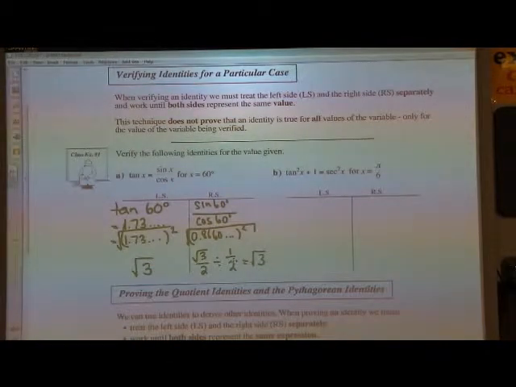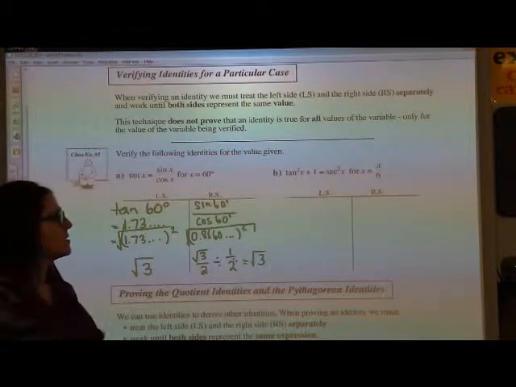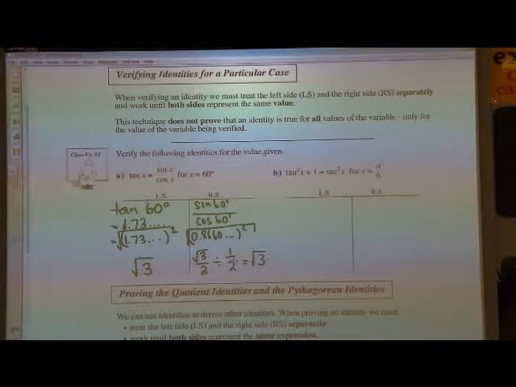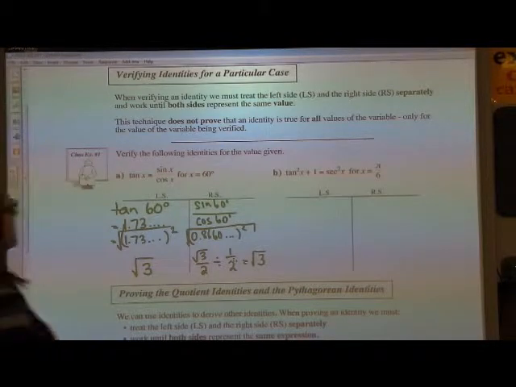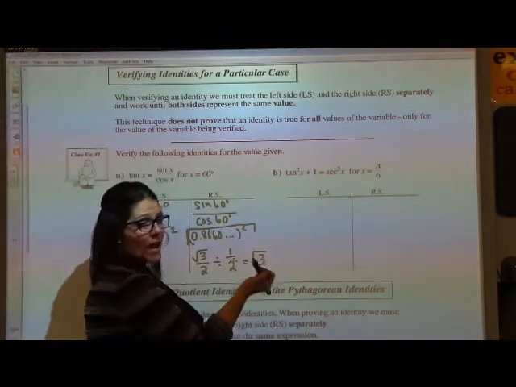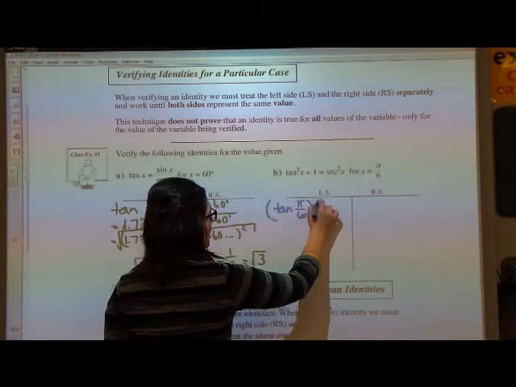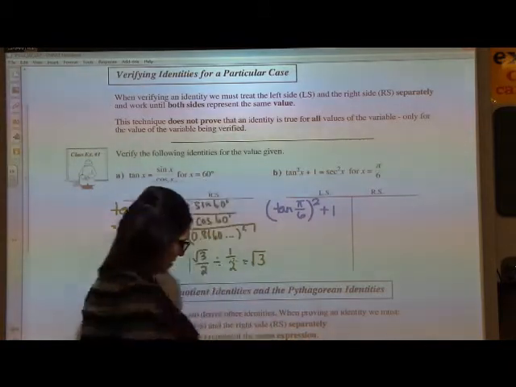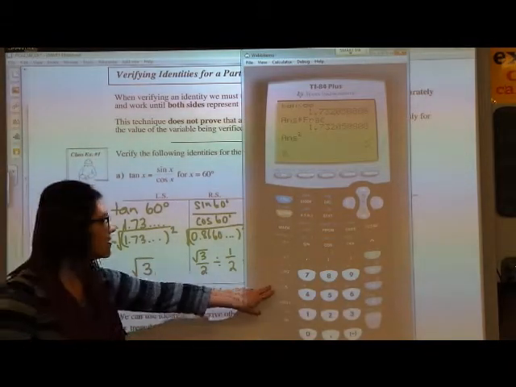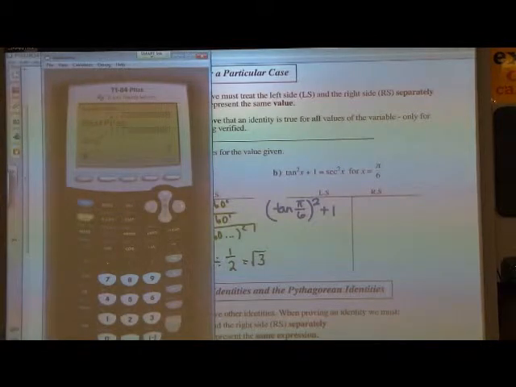Okay, so now we're going to look at the next one. Tan squared x plus 1 is equal to secant squared x. We are going to verify this for the value of pi over 6. So tan squared x means tan pi over 6 squared. So on my calculator, what's the first thing that I need to do? Change to radian mode.